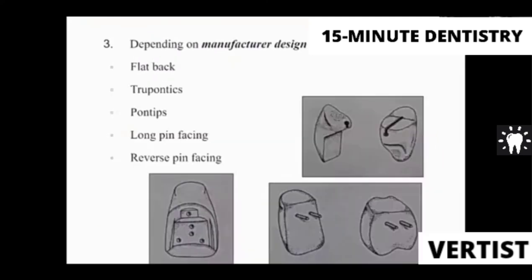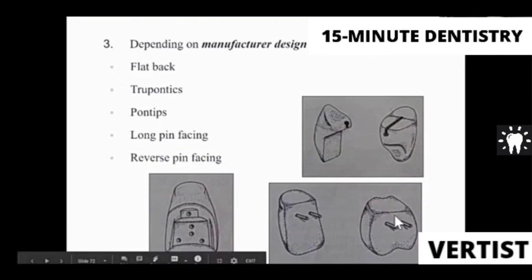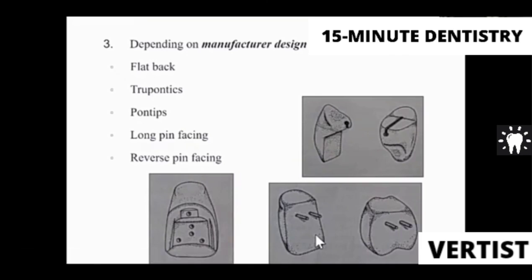Depending on manufacturer design, we have pontics which are flat backs, trupontics, pontips, long pin facings, and reverse pin facings. So these facings can be adjusted by the dentist and then glazed if necessary, and they have a metal backing to provide them strength. So these are the prefabricated designs which are available.